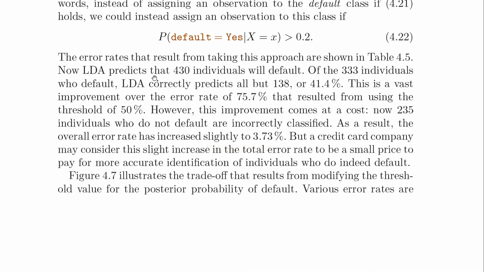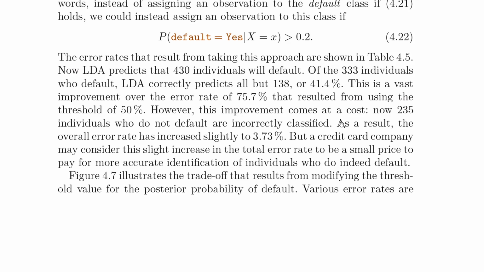Now, LDA predicts that 430 individuals will default. Of the 333 individuals who default, LDA correctly predicts all but 138, or 41.4%. This is a vast improvement over the error rate of 75.7% that resulted from using the threshold of 50%.